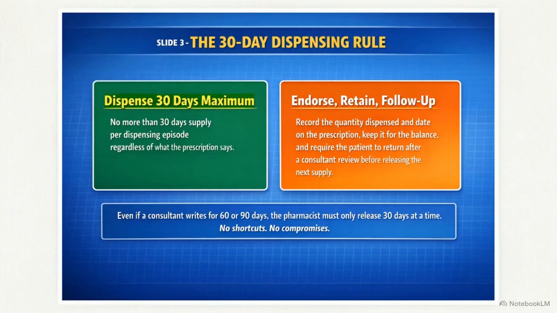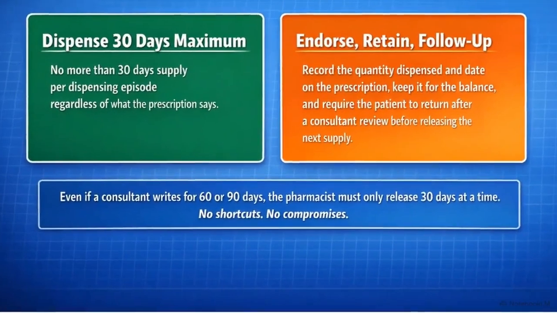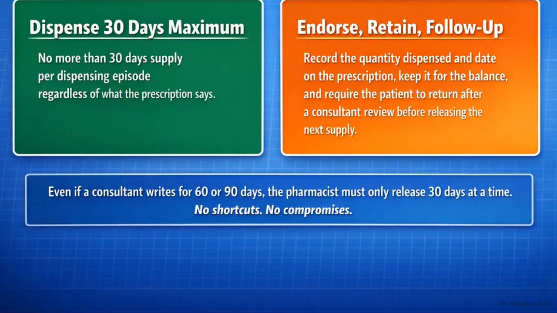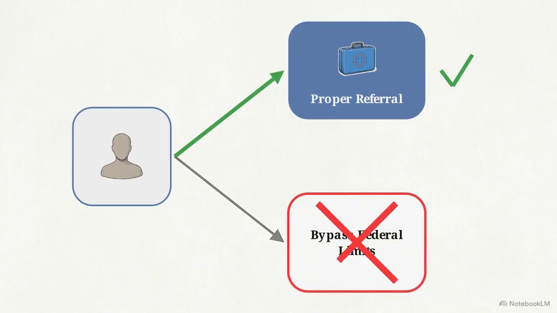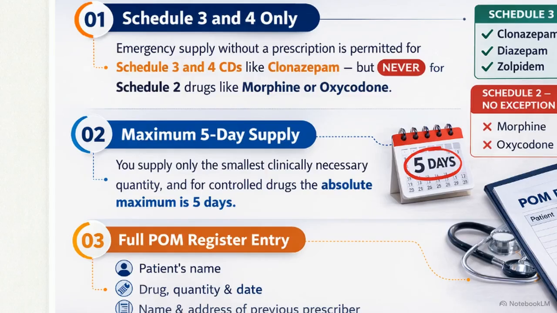This graphic emphasizes the hard cap. Even if a specialist writes a script for 60 or 90 days, the law allows you to release a maximum of only 30 days of supply at a single time. There are no shortcuts. You will encounter patients dealing with genuine hardship. Your role is to offer clinical guidance and empathy, but you channel that support into proper referrals, not into bypassing federal dispensing limits.